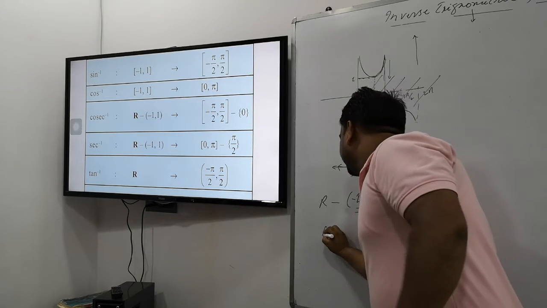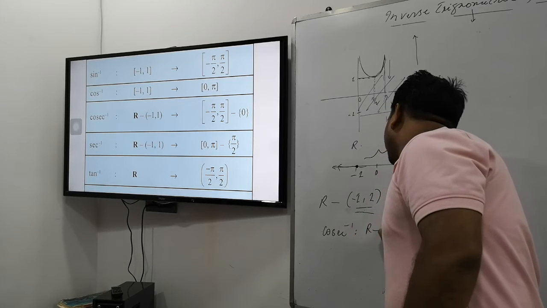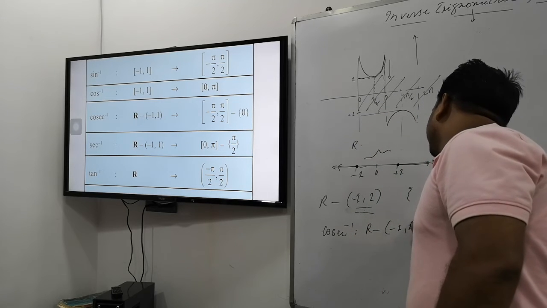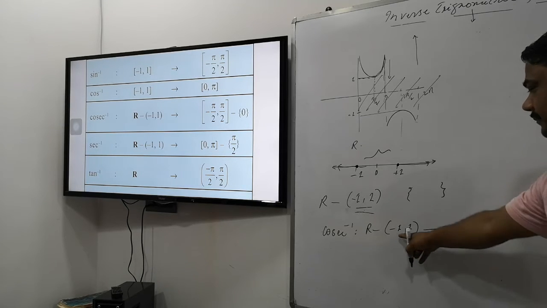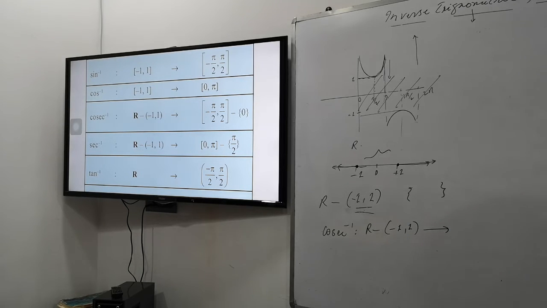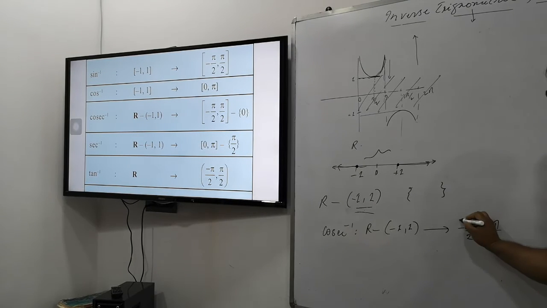So we will give here cosec inverse from R minus (minus 1, 1). This is the domain of cosec inverse. Now the range, please tell me. It will begin from minus pi by 2 to plus pi by 2. Is it open or closed here? Obviously, it is not defined at 0, so it is coming at pi by 2 and will be what here? Clear?